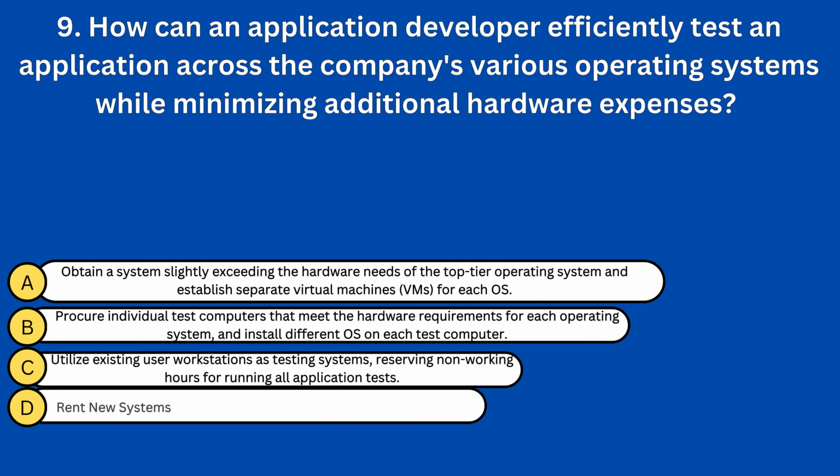How can an application developer efficiently test an application across the company's various operating systems while minimizing additional hardware expenses? Obtain a system slightly exceeding the hardware needs of the top-tier operating system and establish separate virtual machines, VMs, for each OS. Procure individual test computers that meet the hardware requirements for each operating system and install different OS on each test computer. Utilize existing user workstations as testing systems, reserving non-working hours for running all application tests. Rent new systems.